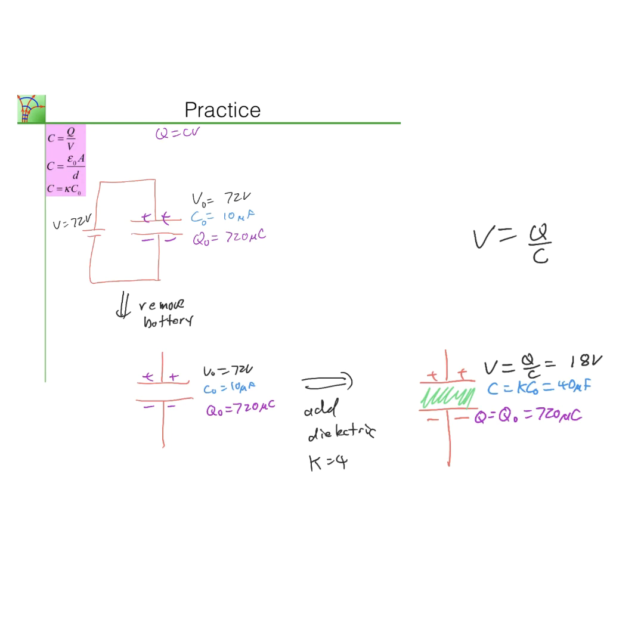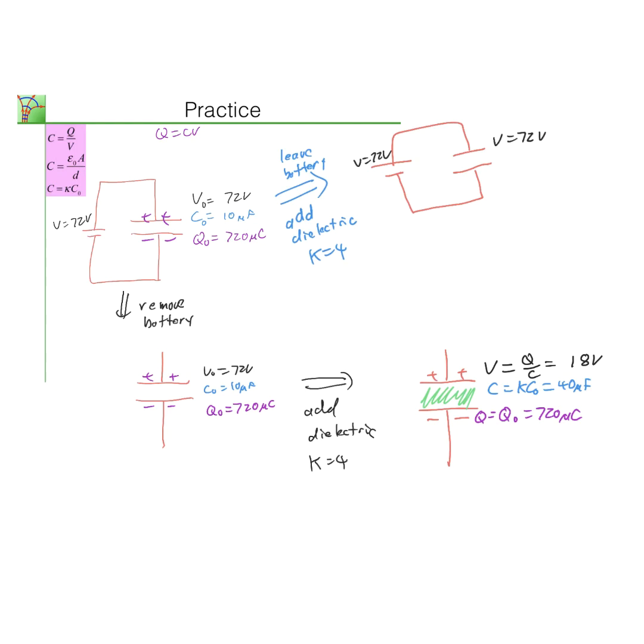We could have done it differently, right? We could have left it attached to the battery. If I had taken a different path in life, instead of doing it that way, what if I leave the battery attached, and I add the same dielectric with kappa equals 4? So let's think about that. Here it's still attached to the battery. That means the voltage stays the same, because it's still attached to this voltage of 72 volts.